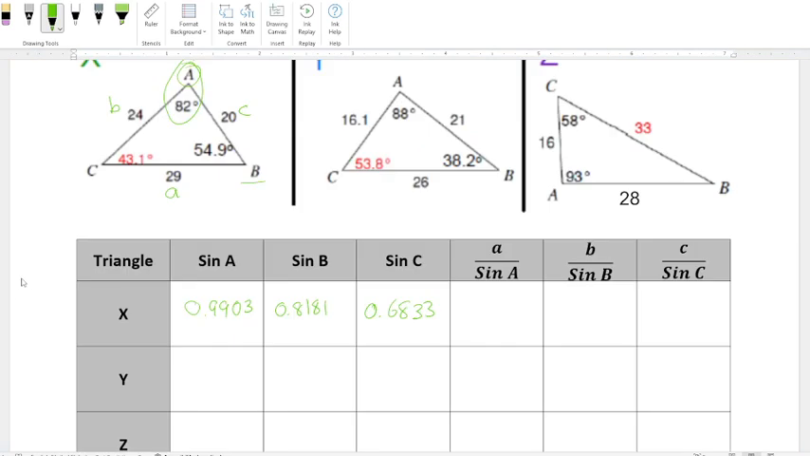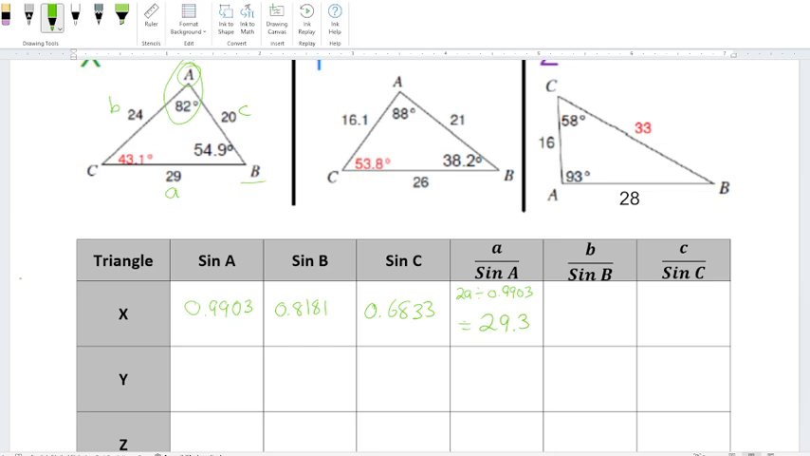Okay, figured it out. So I want to do A divided by the sine of A. I have the sine of A here, and A is 29. So I'm going to do 29 divided by 0.9903. And I get, let's do one decimal place, 29.3.